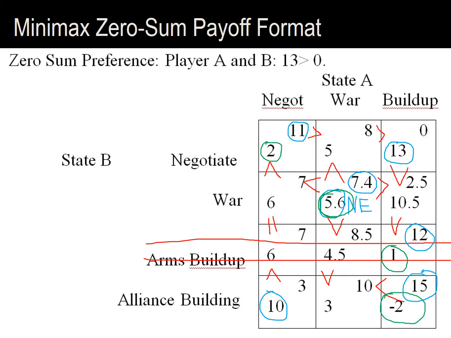So for state B, we look at their choices and we see that the worst outcome is a 2. For war, we see the worst outcome is a 5.6. For arms buildup, we see the worst outcome is a 1. And we see that the worst outcome for alliance building is a -2. And we look for the best outcome here, and that would be 5.6. Now we do the same for state A. So state A looks at all of their choices for negotiation and finds the worst outcome is a 3. For war, they find the worst outcome is a 7.4.